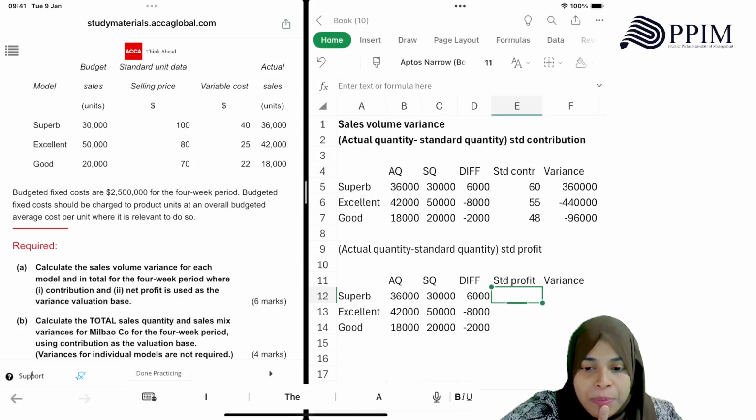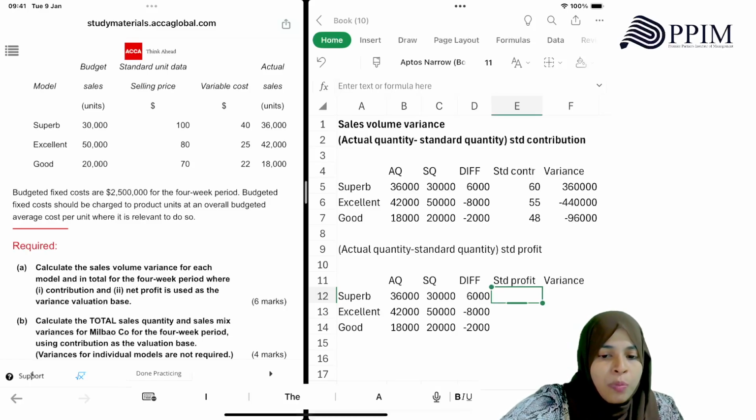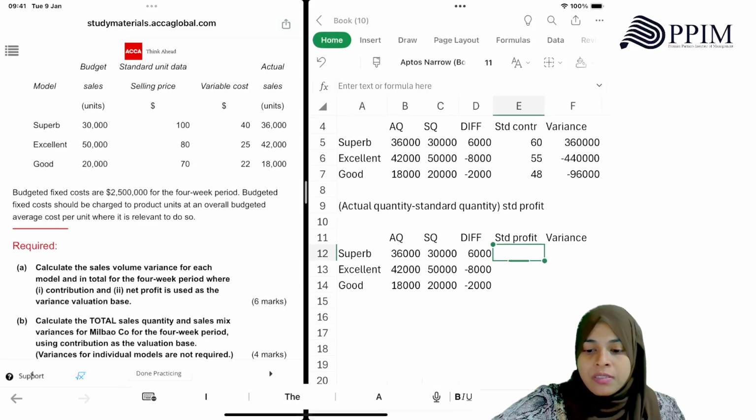Budgeted fixed cost for the period. Budgeted fixed cost should be charged to the product units at an overall budgeted average cost per unit, where it is relevant to do so. We have to find fixed cost per unit. How do you do that? 2.5 million has to be divided by the total budgeted quantity. So what's the budgeted fixed cost per unit?